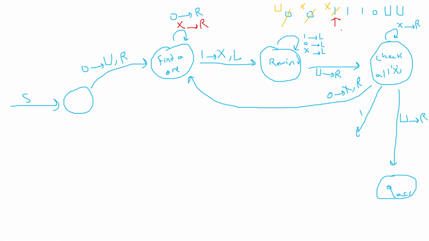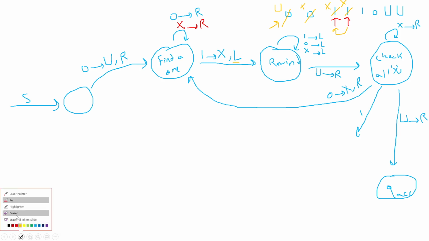Now my header is here. And we found another one. So this one will get crossed with an X. Now it's the same thing again, like this. Now I'll move backwards because we said, cross one with an X, go to the left. We rewind all the way to the beginning. So all the way here.